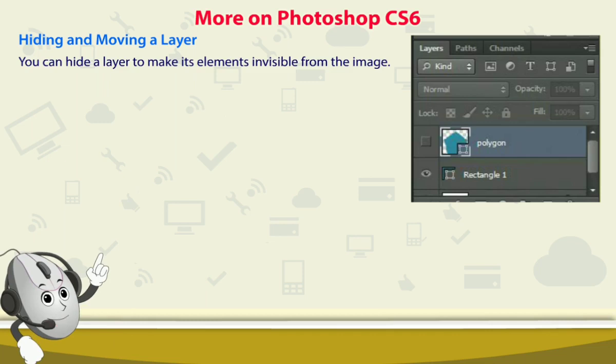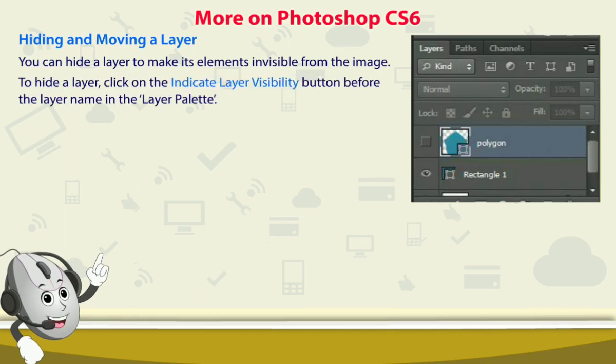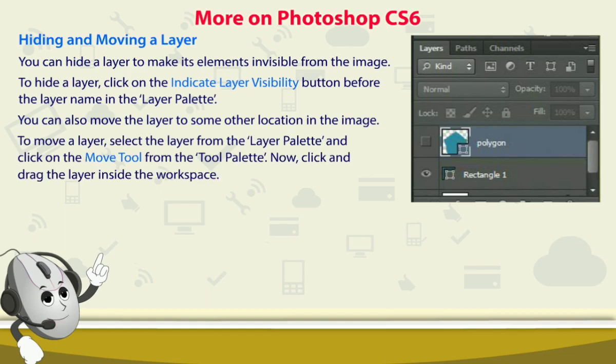Now hiding and moving layer. You can also hide or make it invisible for an image. To hide a layer, click on the indicate layer visibility button before the layer name in the layer panel. You can also move the layer to some other location in an image. To move the layer, select the layer from layer palette and click on the move tool from the tool panel and click and drag. Click and drag the layer inside the workspace.